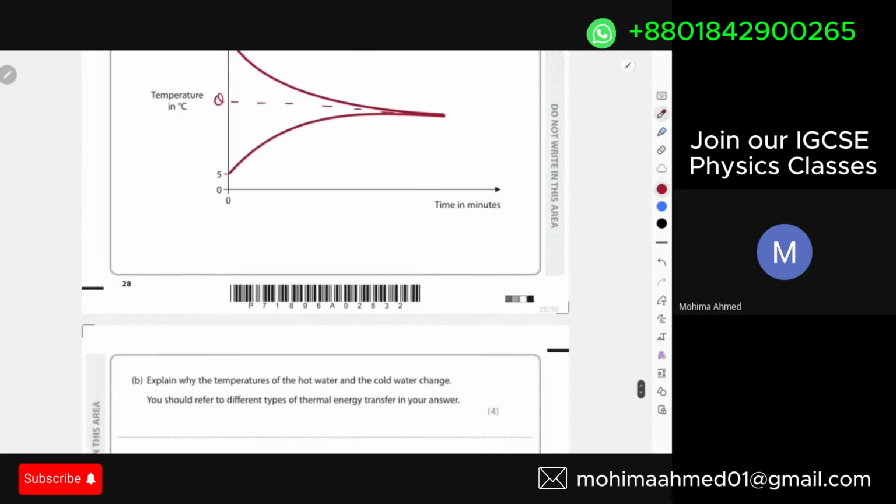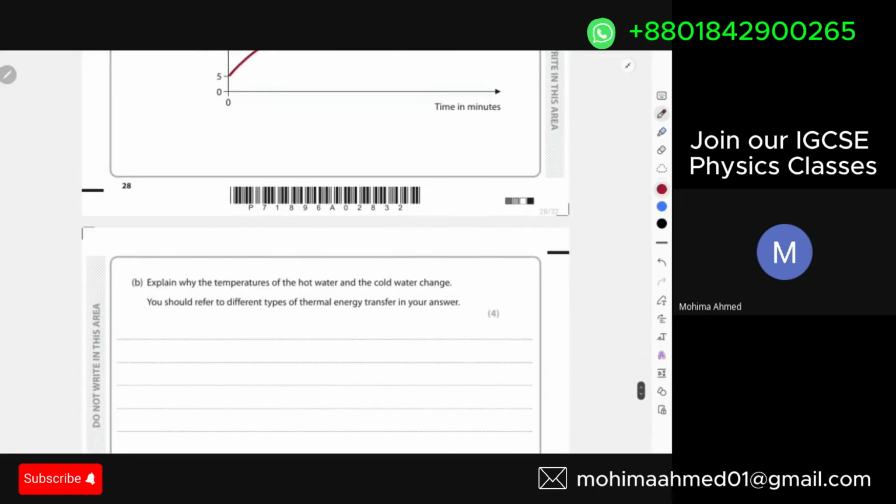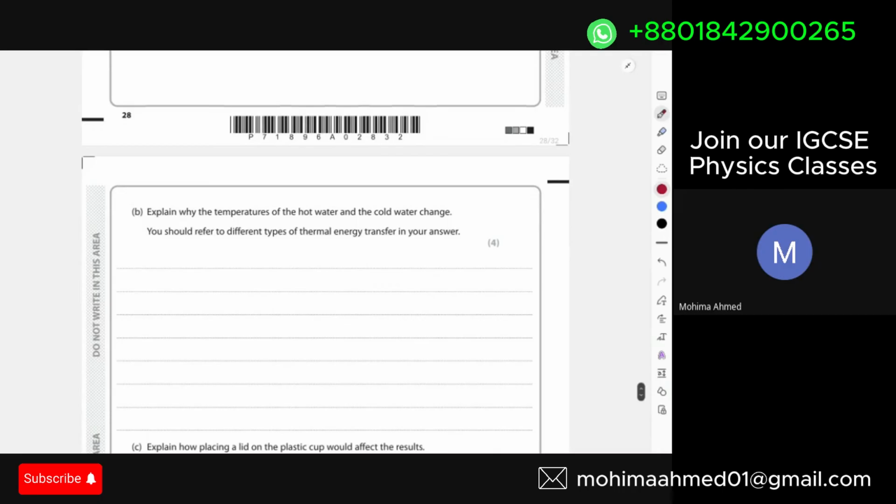Now, after this, we need to explain why the temperature of the hot water and the cold water change, and you have to refer to different types of thermal energy transfer in your answer. One thing to understand is that thermal energy is always transferred from hot to cold water by conduction through the metal, which is a good conductor of energy, right? And the energy transfer does not stop until thermal equilibrium is reached.